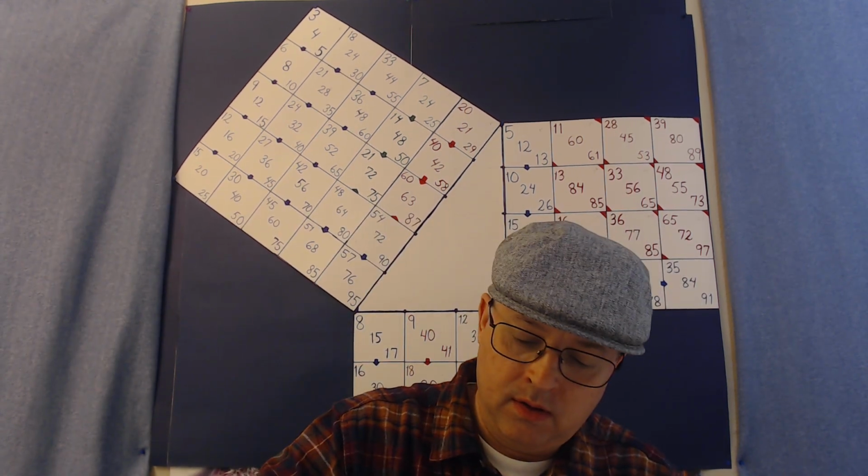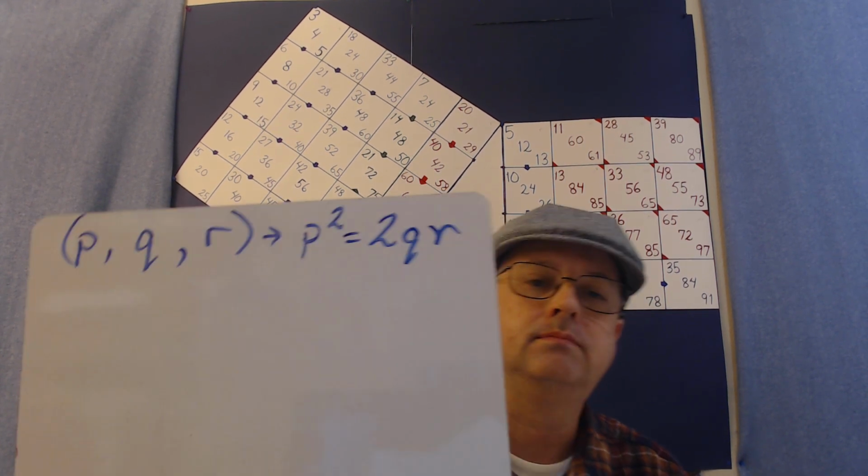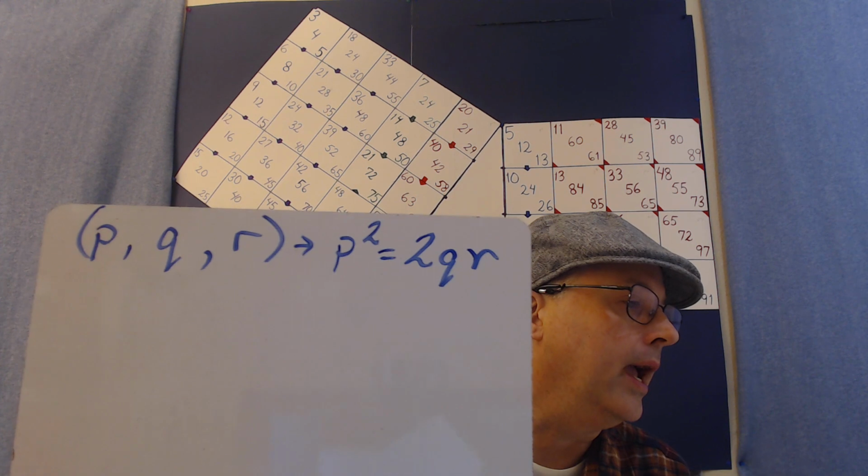where p squared equals 2qr. And so let's suppose that we pick 6 for p, and let's substitute that in there. So we'll have 6 squared, and that will give us 36.